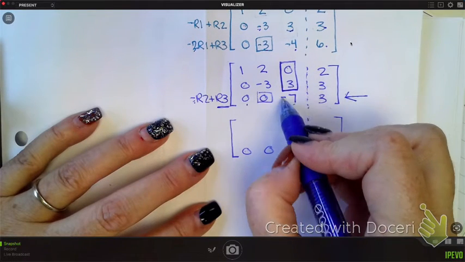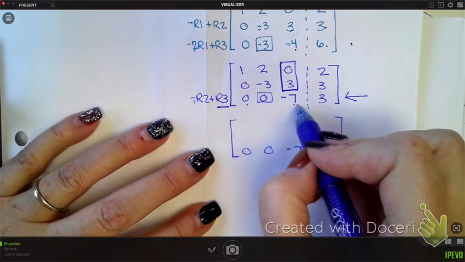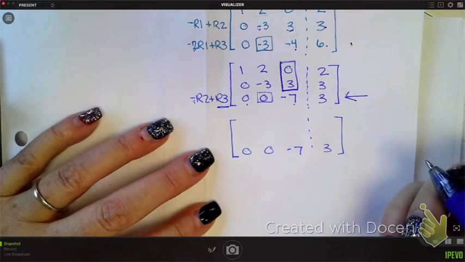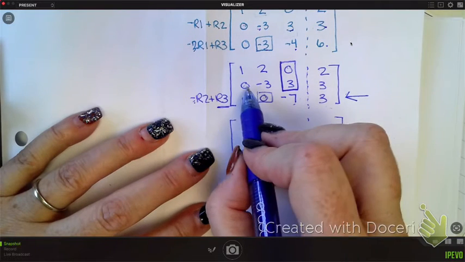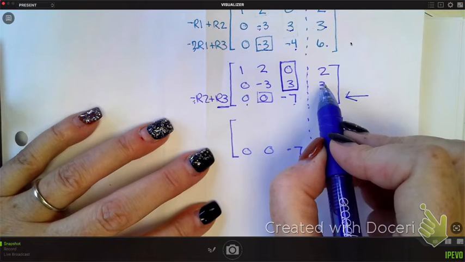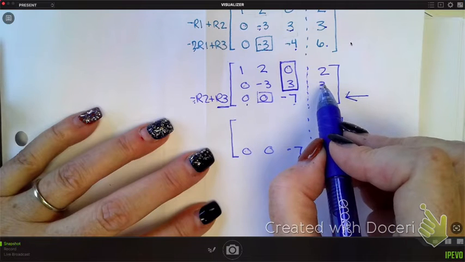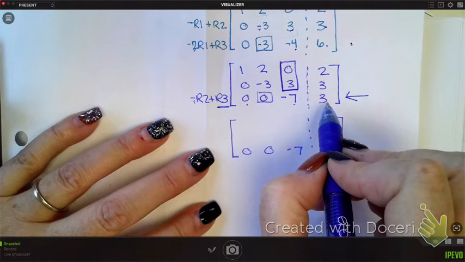What's the smallest number that 3 and 7 both go into? 21. So that means I have to multiply row 2 by 7 and row 3 by 3.